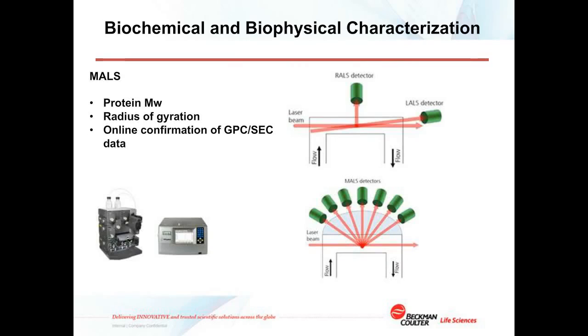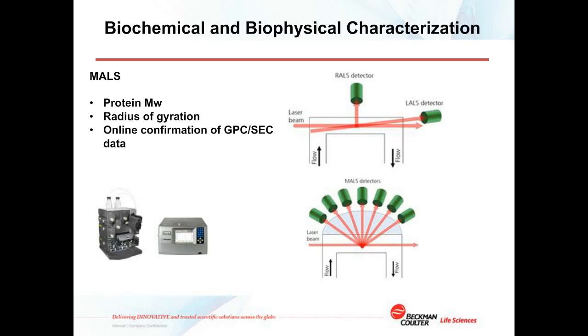Another important tool is multi-angle light scattering. With multi-angle light scattering, this is typically performed downstream of size exclusion chromatography as a way to get an additional corroboration of the size of a protein. So typically the chromatogram that one takes off of the size exclusion chromatography is overlaid with a series of sizing measurements taken during the online run.